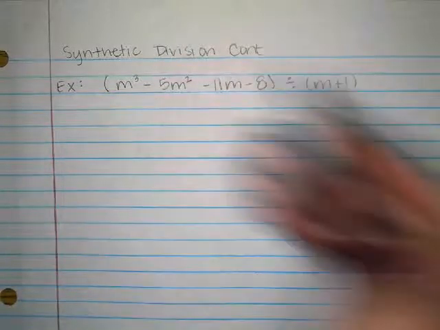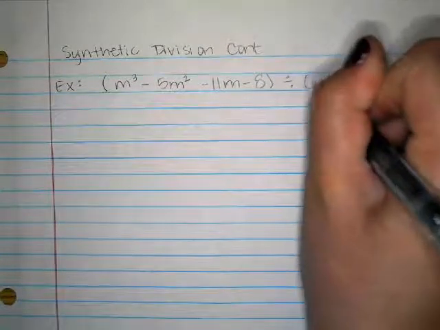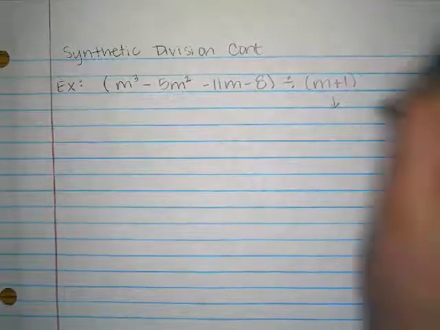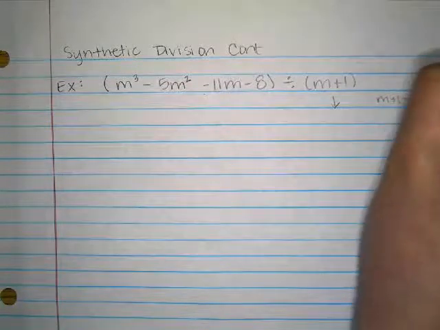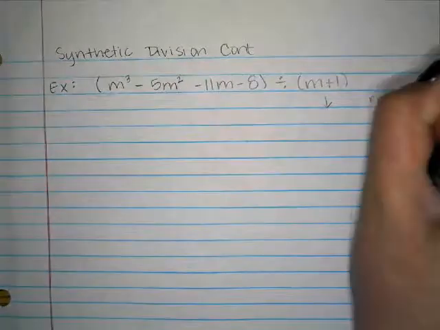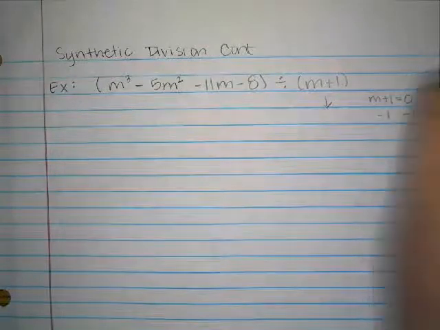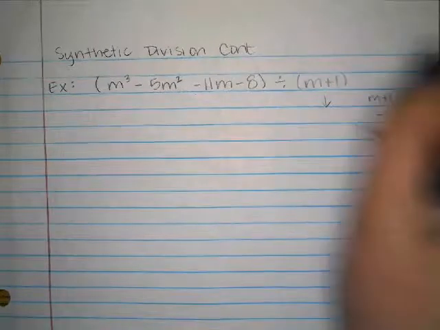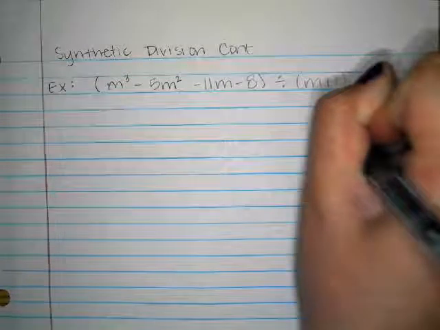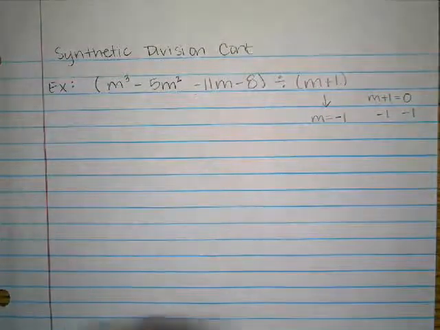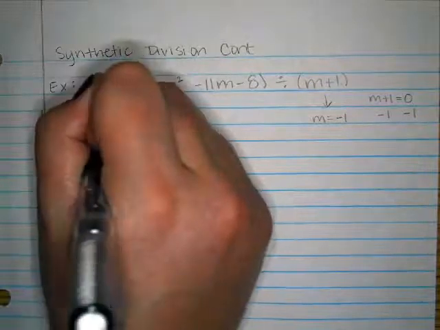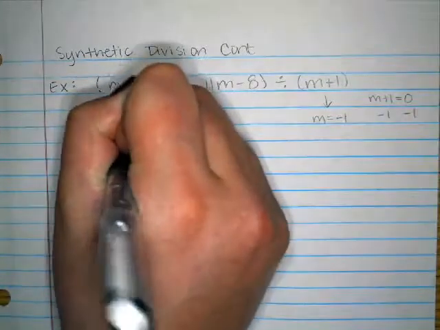So when we do synthetic division, first we take this and we solve it. We'd say m plus 1 equals 0 if we were going to show our work. We could show our work this way. M plus 1 equals 0, and then we would subtract 1 from both sides. And if we solved that, m equals negative 1. And so for synthetic division, negative 1 would go into the little box.